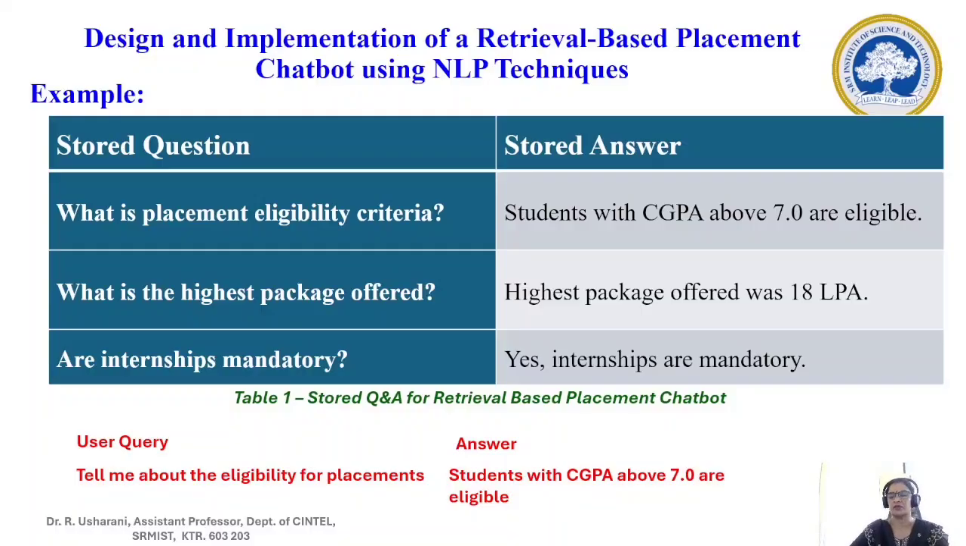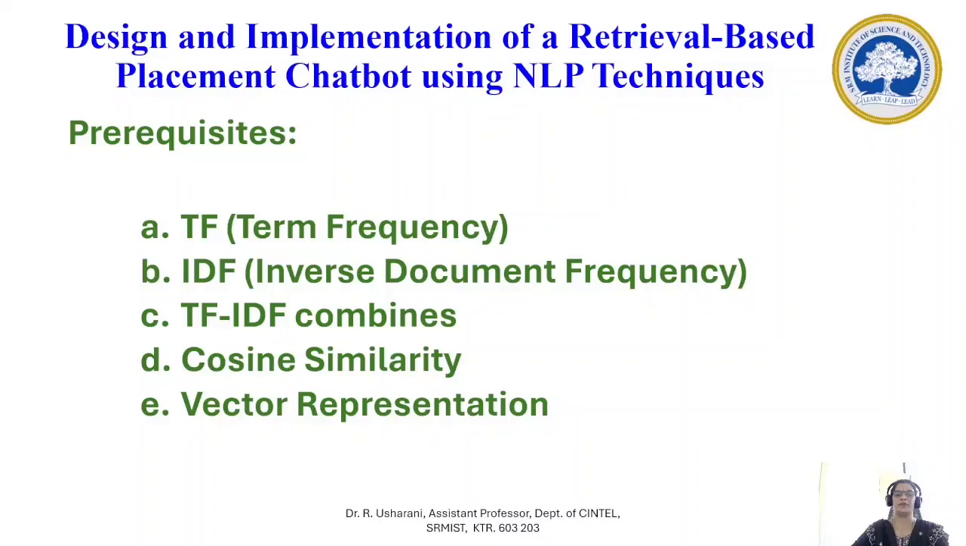Highest package offered was 18 LPA. And for are internships mandatory, the relevant answer is yes, internships are mandatory. So whenever the user raises the query, tell me about the eligibility for placement, the relevant answer, students with the CGPA above 7 are eligible, can be retrieved from the stored answers. But how is it possible? We need the prerequisites: term frequency, inverse document frequency, and how to combine term frequency with IDF and cosine similarity with vector representation.